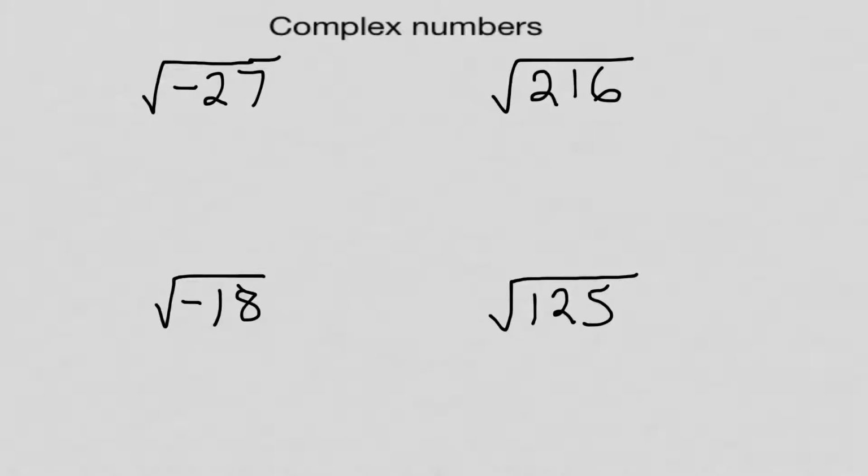All right, next up is complex numbers. These problems are based on the fact that you should know by now that the square root of -1 equals i. What we're doing now is taking the square root of negative numbers.